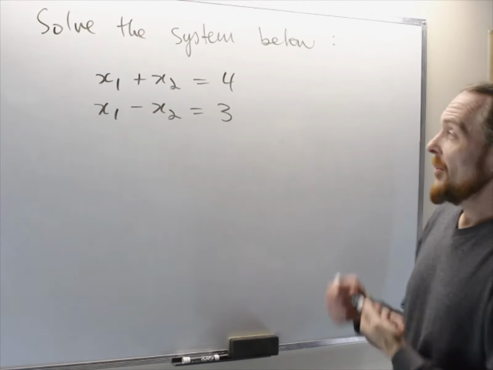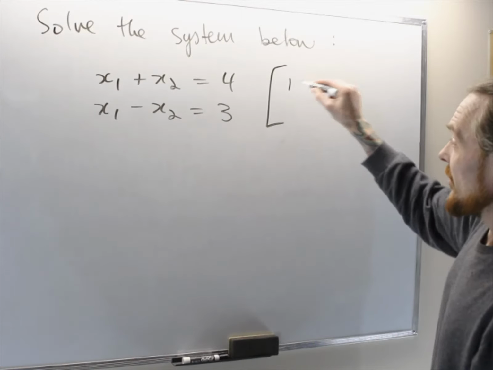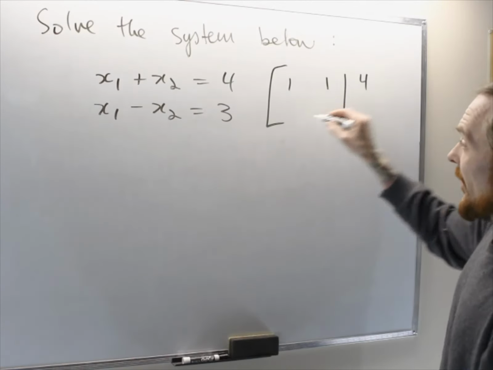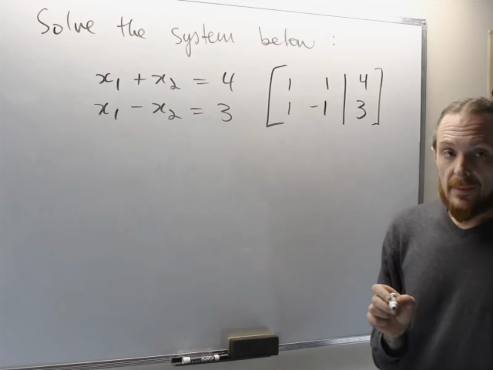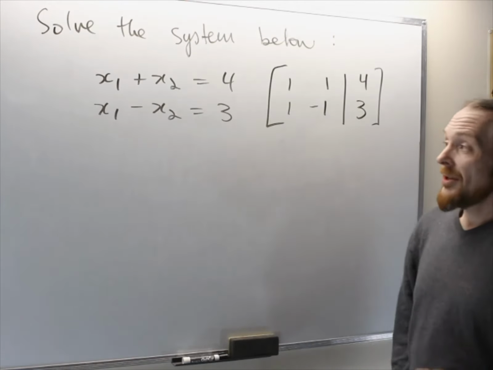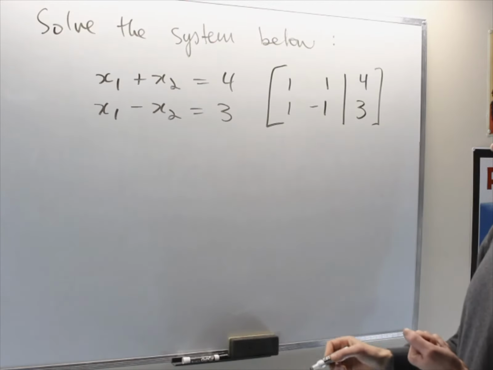To solve this, by now you should know we create the augmented matrix, which is 1, 1, 4 and 1, -1, 3. Now that I have my augmented matrix, I use Gaussian elimination to go to row echelon form. How do we do this?